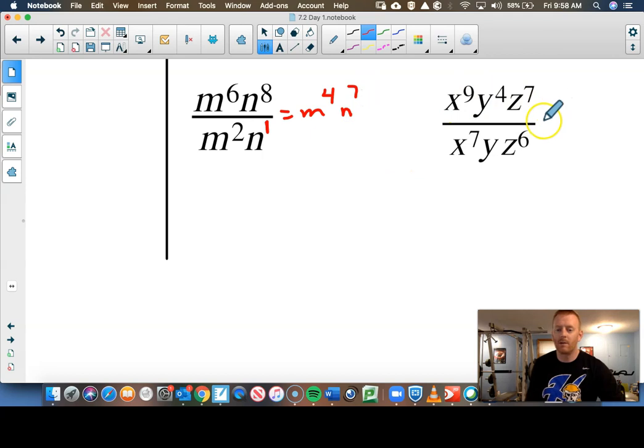On the second one over here, an x to the 9th minus an x to the 7th makes an x to the 2nd. A y to the 4th minus a y to the 1st makes a y to the 3rd. A z to the 7th minus a z to the 6th makes a z to the 1st. You can put the 1, but you don't have to put the 1. Normally I don't, but just to make sure that you guys understand everything, I'm putting that there.